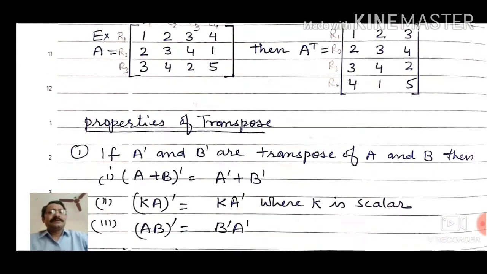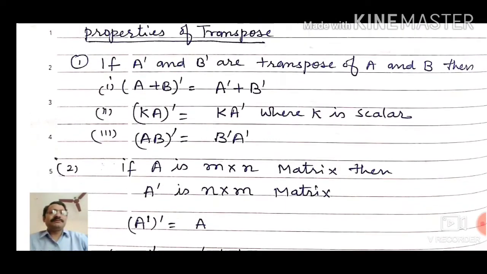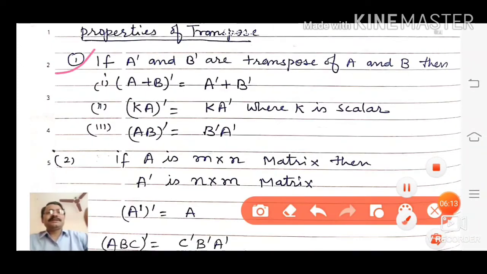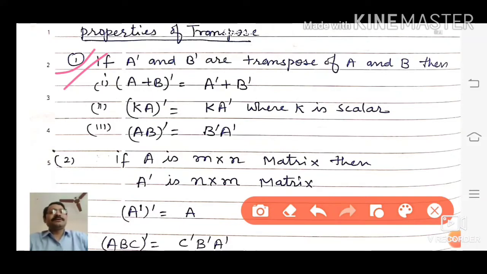Now what are the properties? The first property is: if A dash and B dash are the transposes of A and B, then the transpose of A plus B will be equal to A transpose plus B transpose, and the transpose of K times A will be equal to K times A transpose, where K is a scalar. The transpose of A B will be equal to B dash A dash.